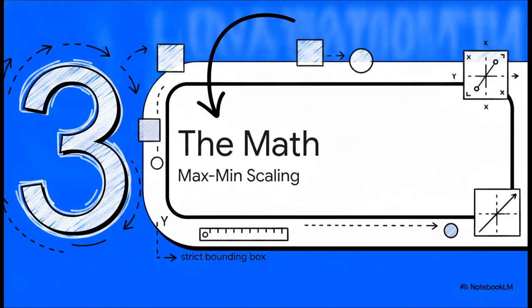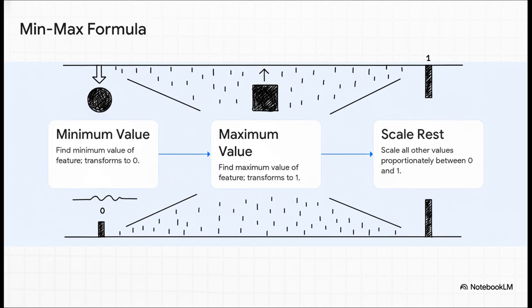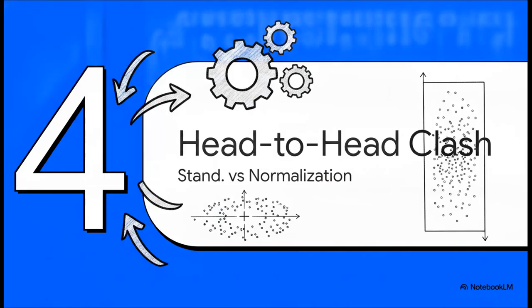All right, Section 3, the math made simple, max-min normalization. Let's break down the logic here, because it's actually super elegant. It boils down to 3 straightforward steps. Step 1. For every feature, find the absolute minimum value and transform that exactly into a 0. Step 2. Find the absolute maximum value and transform that exactly into a 1. Step 3. Take every single other value in that feature and scale it proportionately right in between that 0 and 1 boundary. It's neat. It's bounded, and it totally eliminates that issue of a massive salary range overpowering a tiny age range.